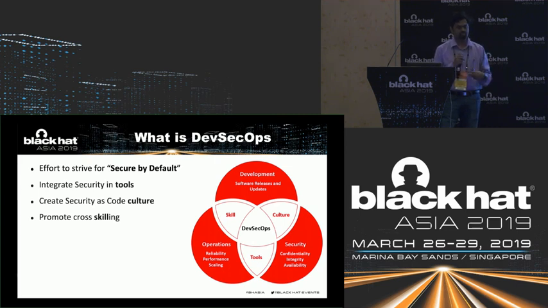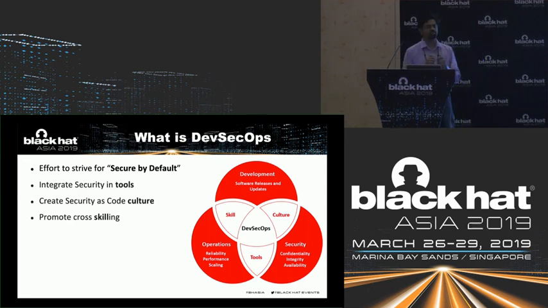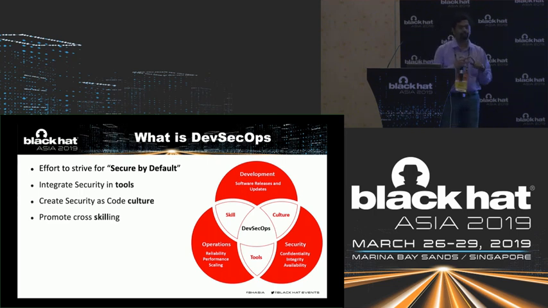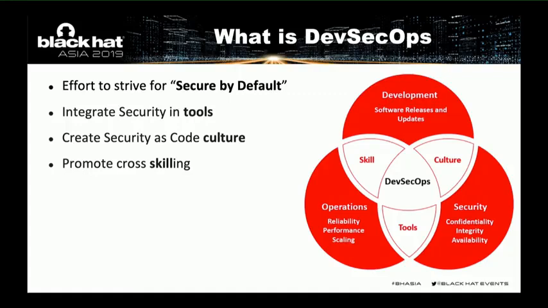With that disclaimer done, let's see what DevSecOps is. This is one keyword which is thrown around a lot. If you try to get to the core of it, it is basically an effort to be secure by default. How do you achieve that state? You achieve that by integrating security in your tool chain, by creating a security-as-code culture in your organization, and by promoting cross-skilling of resources. So if your dev knows ops, you get DevOps. But if your DevOps person also knows security, you get DevSecOps.